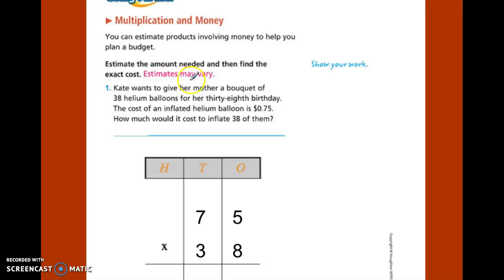So remember back when we do word problems, we circle our numbers. We've got 38 helium balloons. They cost 75 cents a piece. And then we underline the question. How much will it cost to inflate 38 of them? Okay. We box any important information, and I think that how much is important, so we're going to box that. How much will it cost? Right? And then we go ahead and try to solve it.